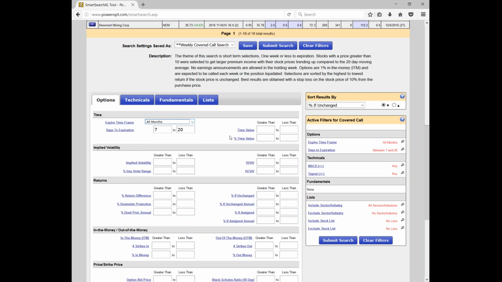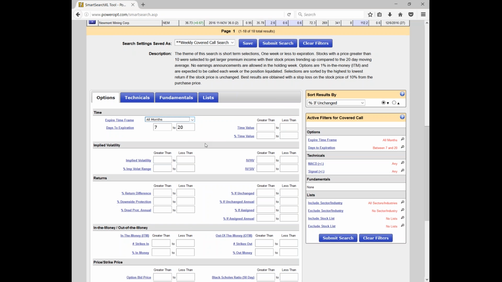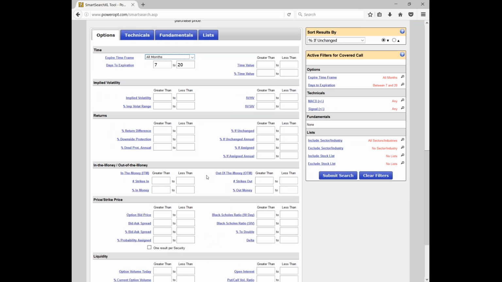Okay, so 7 to 20 days out in time. You can go to December if you want for more premium. That's perfectly fine. We're just starting off with this. I'm not going to concern myself with implied volatility or overvalued or undervalued because you already selected the stock. You already own the stock.